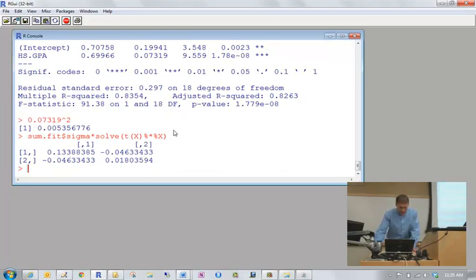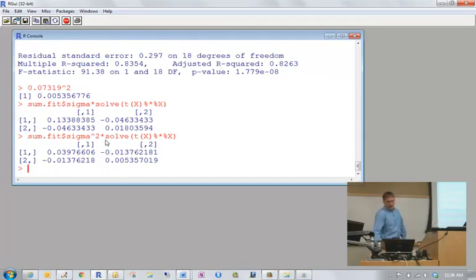Oh, what did I do wrong? Hold on. Yeah, I know what I did wrong. Sorry. I wanted MSE here times X prime X inverse. Compare this 2 element matrix to when I had the estimated variance of B1. They are exactly the same. So now you can see how, using matrix algebra, you can find that corresponding variance.